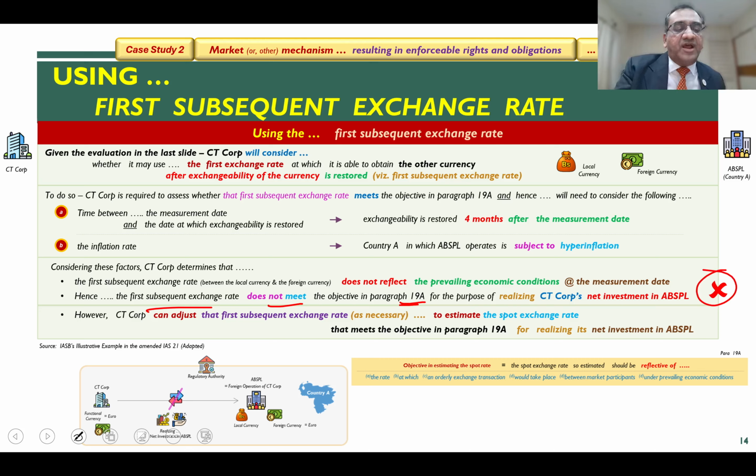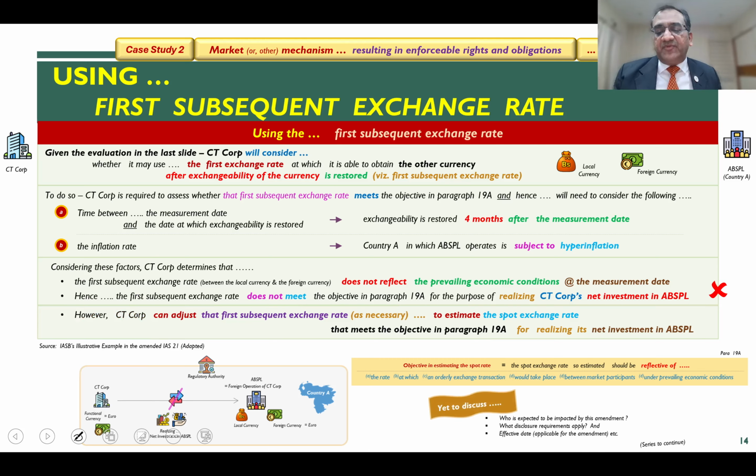Okay? So therefore, Citicorp can adjust that subsequent exchange rate as necessary to estimate. You can't use that rate directly, but you have to adjust it to estimate. Of course, unlike the example which I gave in the previous case, you can't use the same rate which is available. But you can use that rate as a starting point and then estimate the spot exchange rate. That you can do, provided that the estimated rate meets the objective of paragraph 19A. Again, I have given the source from where this case study has been taken.